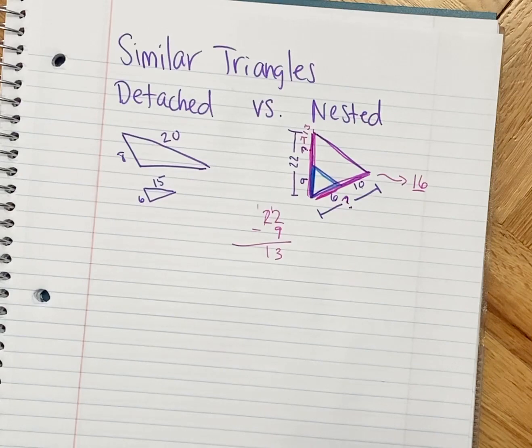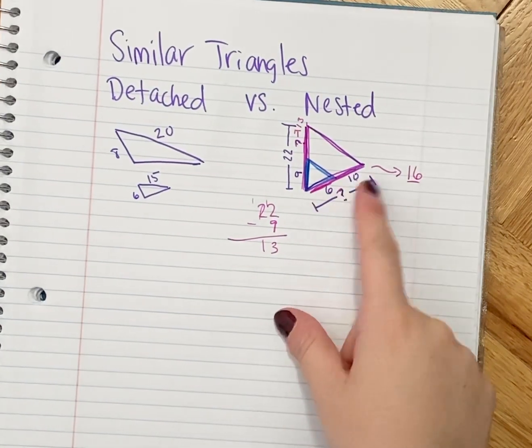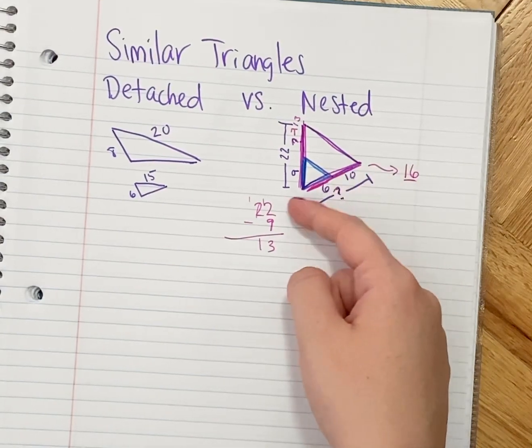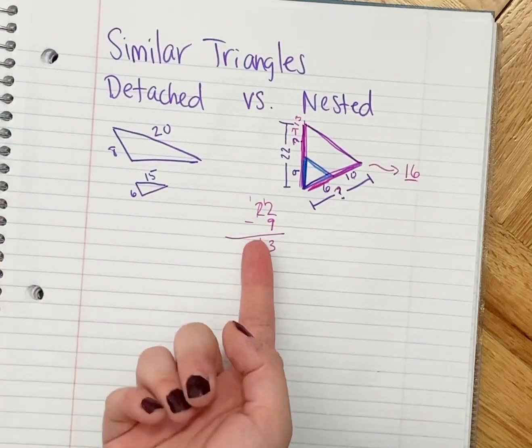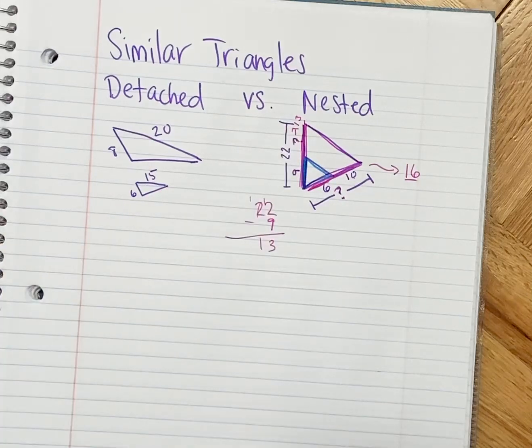Okay, so that's what we have to deal with nesting. A lot of times you're going to have an example like this where you have to make sure you add the two sides, or you're going to be subtracting to find one of those two lengths. Okay.